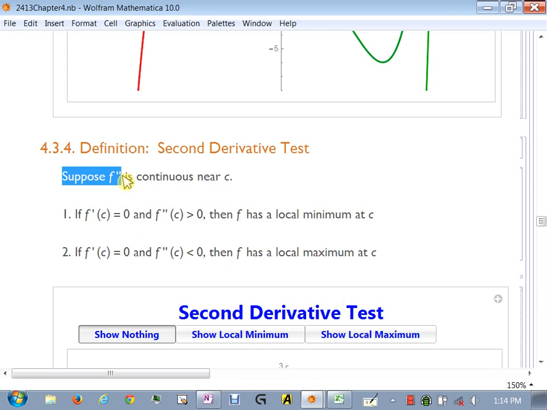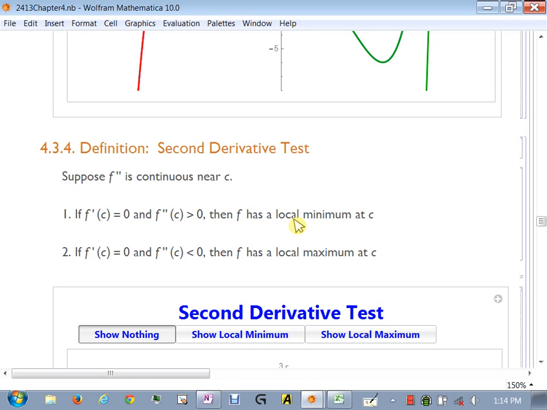Suppose the second derivative is continuous near c. All that means is that when you take the second derivative of the function, it's a good function. It's a nice function. So suppose the second derivative exists around some point. If the first derivative is 0 at that point and the second derivative is positive, you must be at a local minimum.